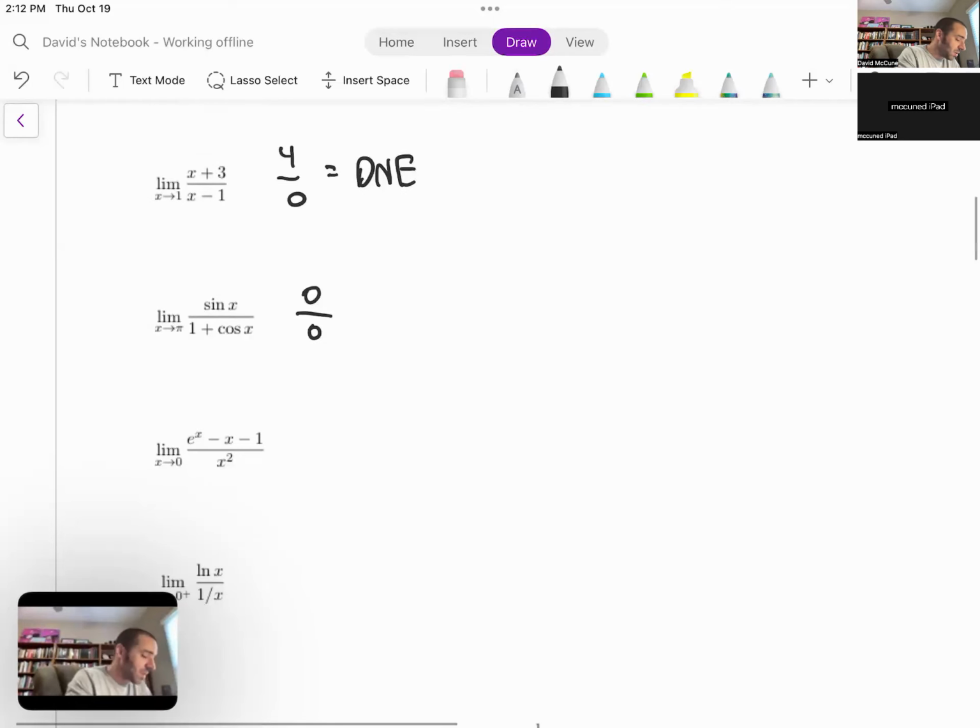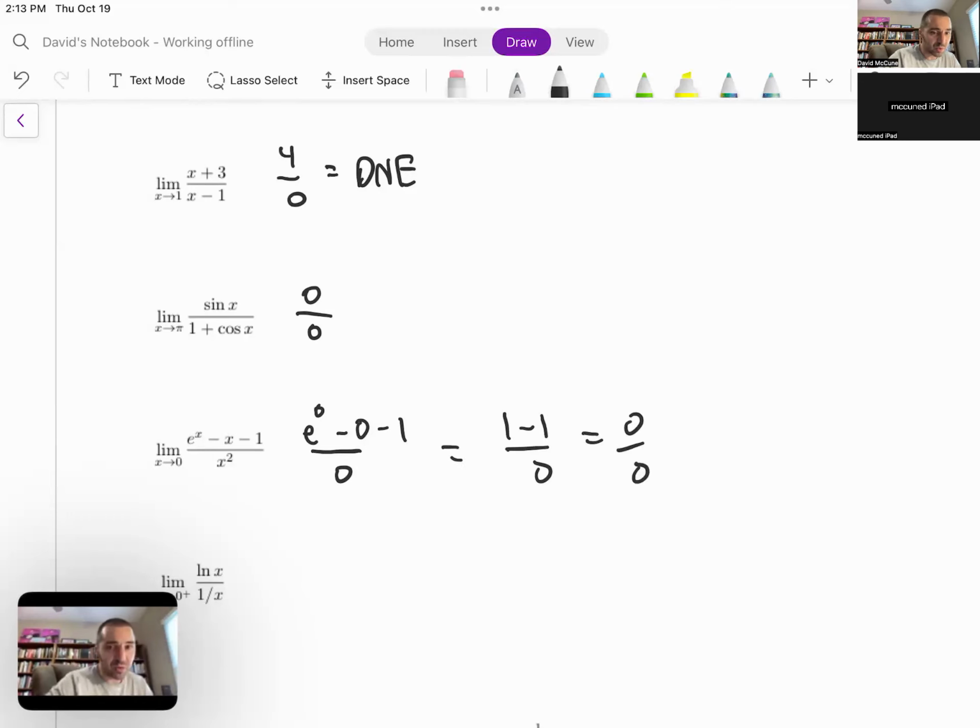Okay, this next one, as x goes to 0, the bottom is just 0 squared, which goes to 0. The top, e to the 0. E to the 0 is 1. So this is 1 minus 1 over 0. Okay, so another example of a 0 over 0 limit.